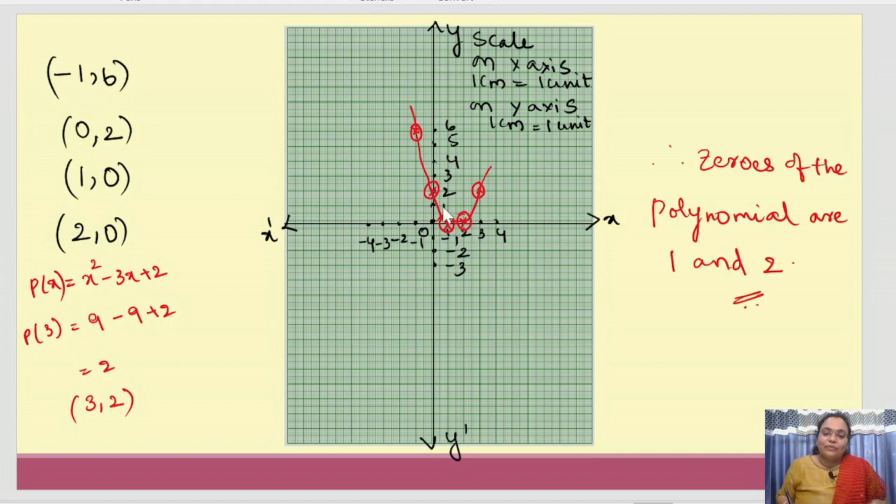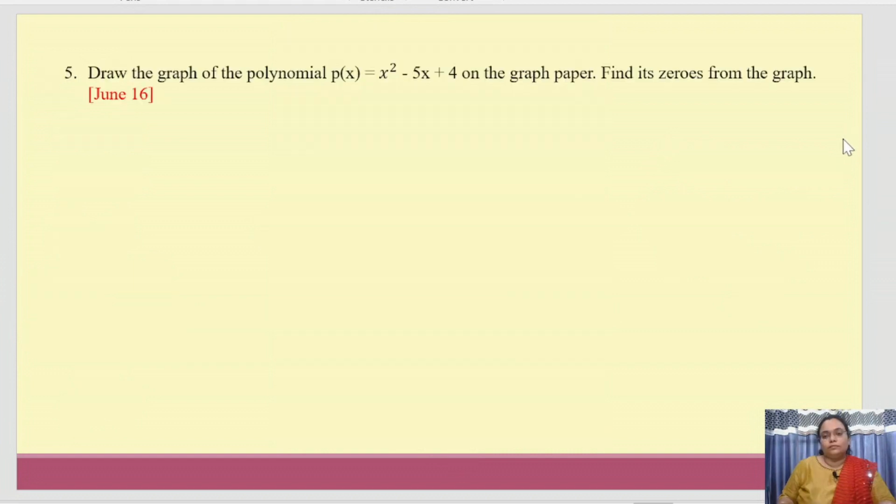So from the graph we can say that 1 and 2 are the zeros of the given polynomial. Okay, so let us see the next question. Draw the graph of the polynomial on the graph paper and find its zeros from the graph. So you need to find the zeros of this polynomial using the graph.